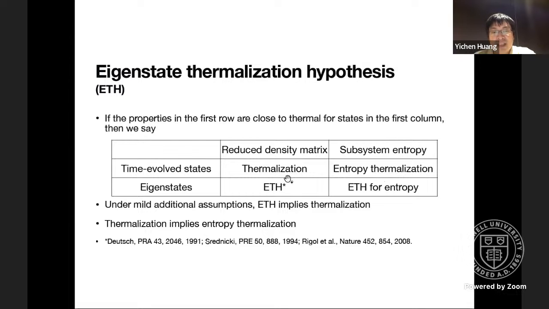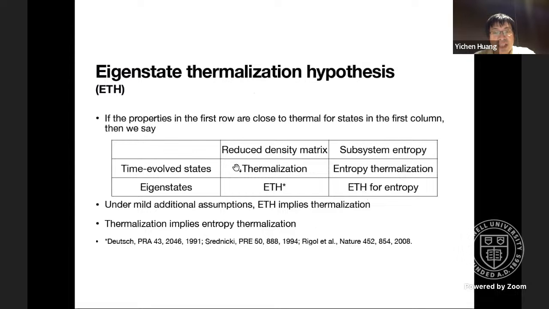And we can also talk about thermalization, which means that the reduced density matrix of the time evolved state is approximately equal to the reduced density matrix of the thermal state. And we can also say what eigenstate thermalization means: the reduced density matrix of an eigenstate is approximately equal to the reduced density matrix of the thermal state at the same energy. Furthermore, we can have eigenstate thermalization for entropy. That is, the subsystem entropy of an eigenstate is approximately equal to the subsystem entropy of a thermal state. So these are just definitions of 4 different phenomena.